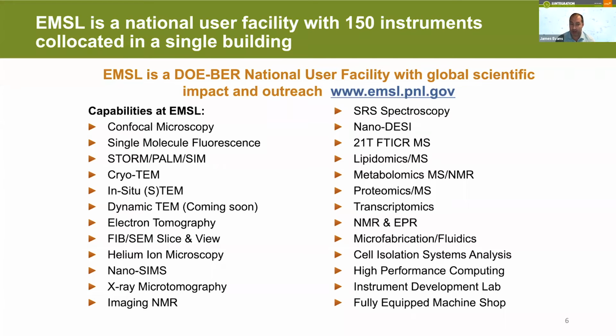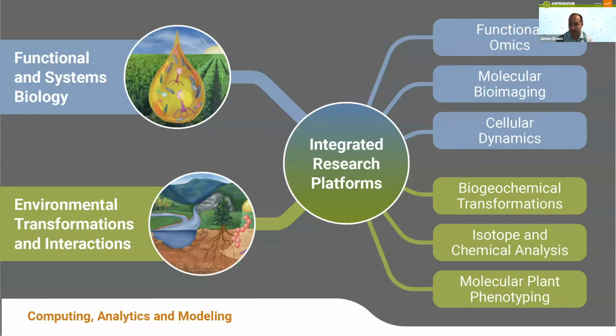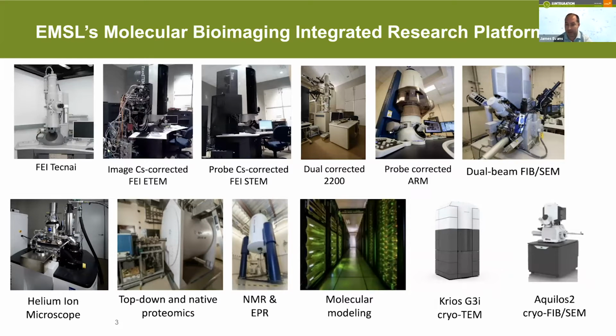And so we have a large array of capabilities spanning a lot of different integrated research platforms that Douglas referred to earlier. And these are really the foundation of all of the user projects that are coming in. The molecular bioimaging one is one that we can really focus on for the rest of this talk. And if we look at a sampling of the capabilities in that, you can see that we have a large array of electron microscopes, as well as top-down proteomics and a helium ion microscope. And the two on the far bottom right, the Krios G3i and the Aquilos 2, are two new systems that we've recently installed and have been added to this integrated research platform and are available to users.